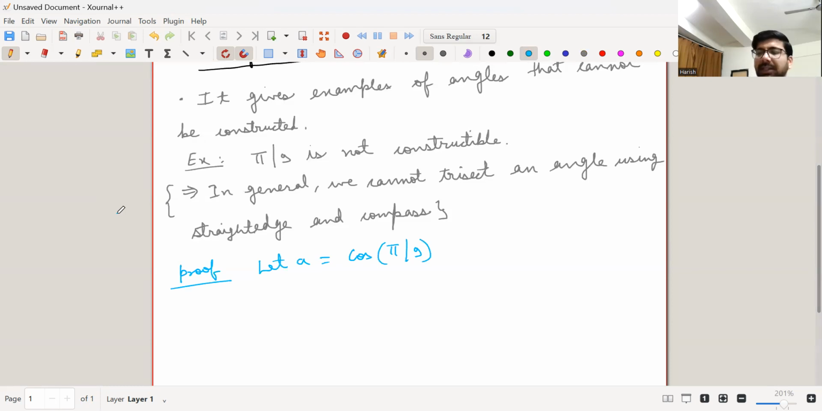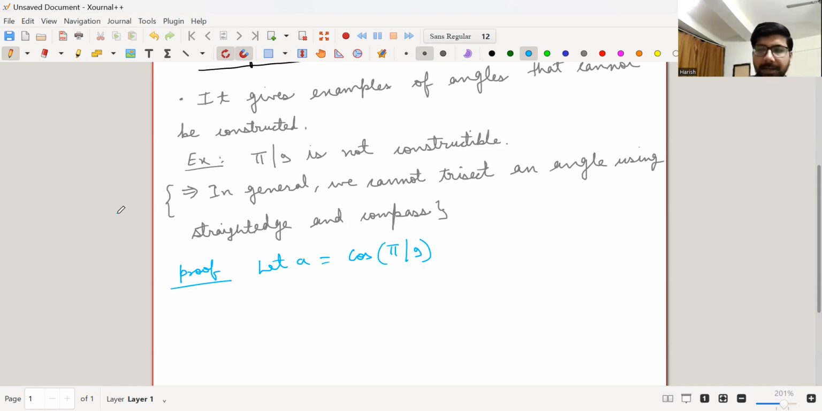So pi by 9 is constructible means you can have the cos part of it and you can have the sine part. And the converse is also true. If you have the cos and sine values, then you can say that that angle is constructible. So we will show that there is a problem in constructing this number a equal to cos pi by 9, and how we will do that.